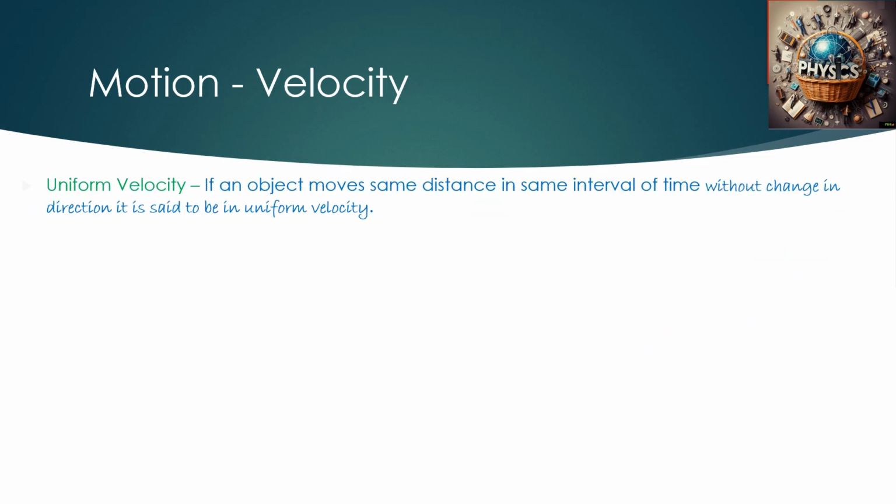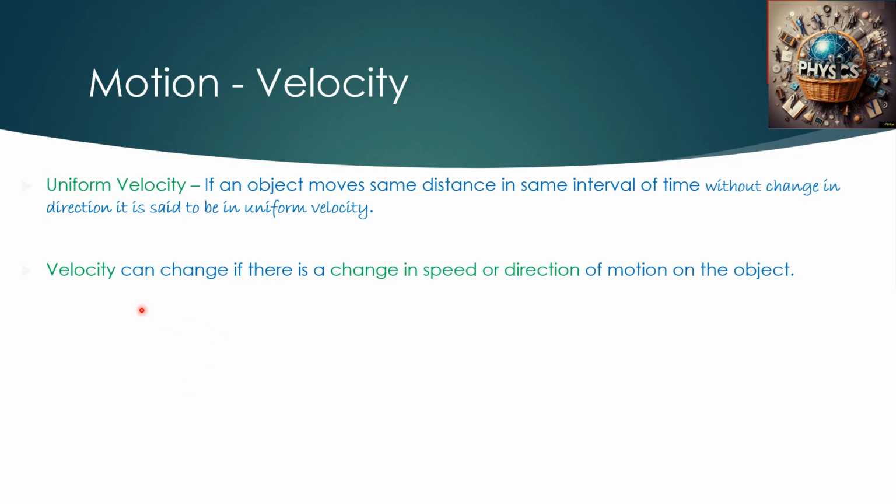Couple of additional points. Uniform velocity. If an object moves by same displacement in the same interval of time, then we can say it to be moving with a uniform velocity, or it travels the same distance without any change in the direction. So we need to be sure that for an object to move with a uniform velocity, it needs to be traveling the same distance per unit of time, but it should also not change any direction.